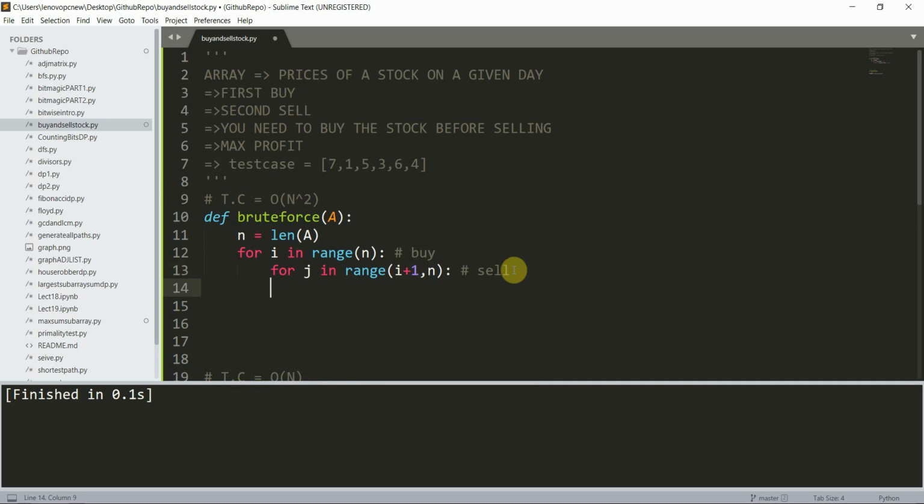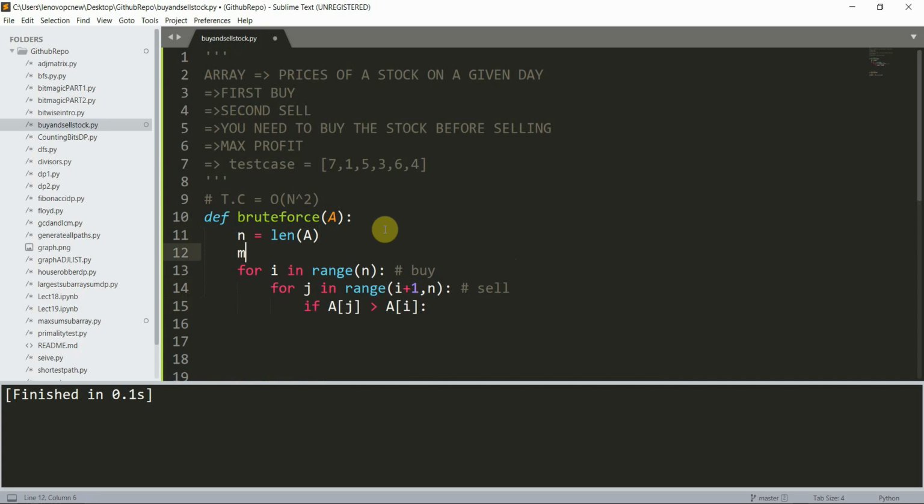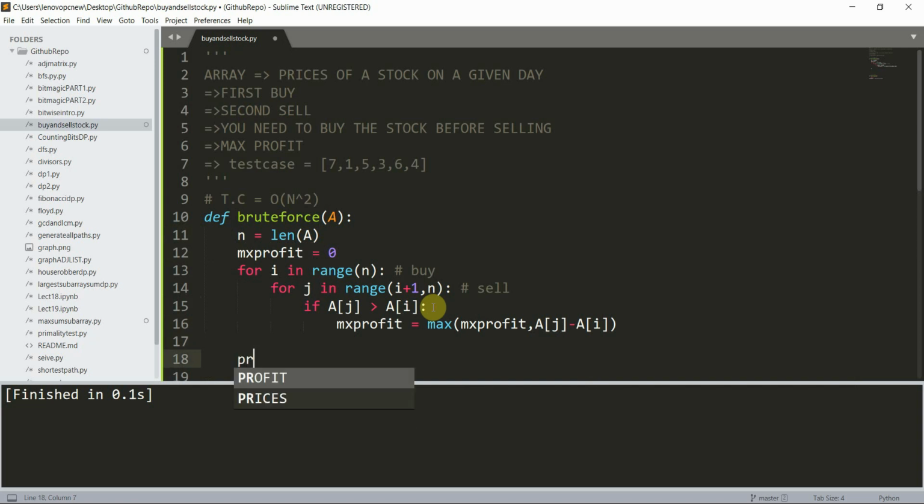Then if a of j is greater than a of i, then I'll have a max profit here as 0. Max profit is equal to 0. Then max profit is equal to max of max profit comma a of j minus a of i. And then when we end our iteration, we can simply print max profit.